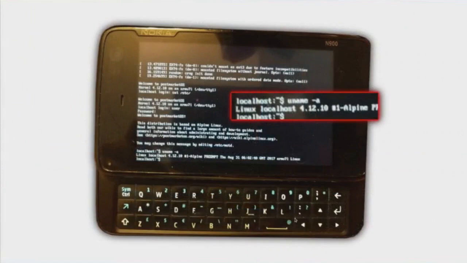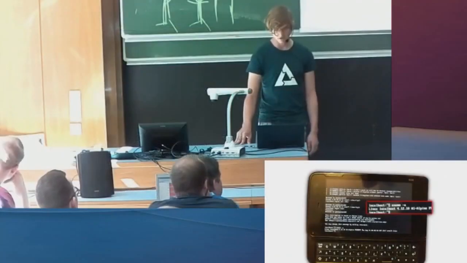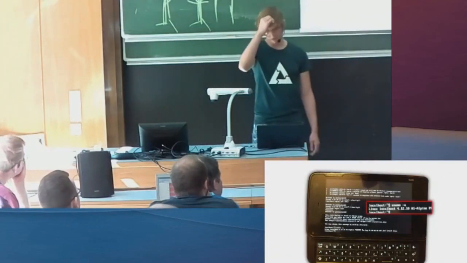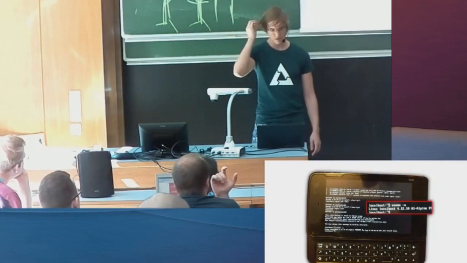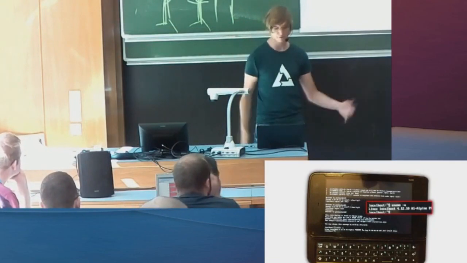Next slide, here's the Nokia N900 again, this time running the mainline kernel already, or at least a kernel pretty close to it. It's 4.12, and the device originally came with a 2.6 or something kernel, so a big step ahead. And this was building on the work by Sebastian Reichel and Pavel Machek and a lot of other kernel hackers.